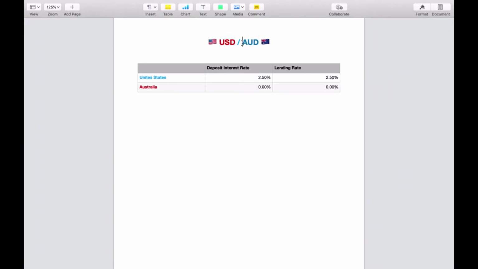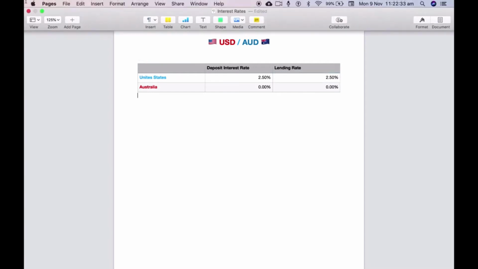On the flip side, if we buy the Aussie dollar, it's a negative trade for us, because every single day, over 12 months, we're losing money because we're receiving nothing in our account overnight as a deposit rate. But for the US dollar, we're paying out 2.5% as the lending rate. So this is very important for us to understand.